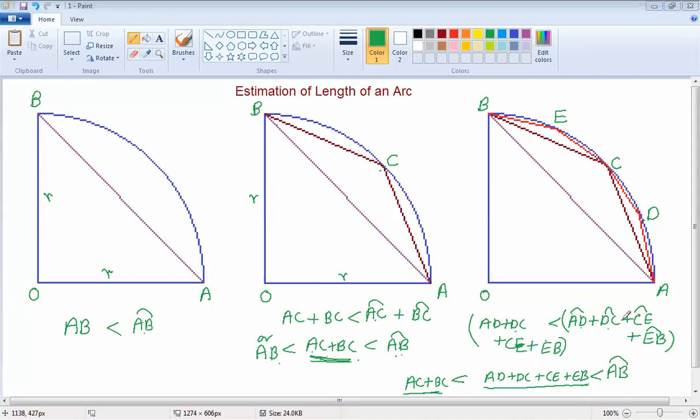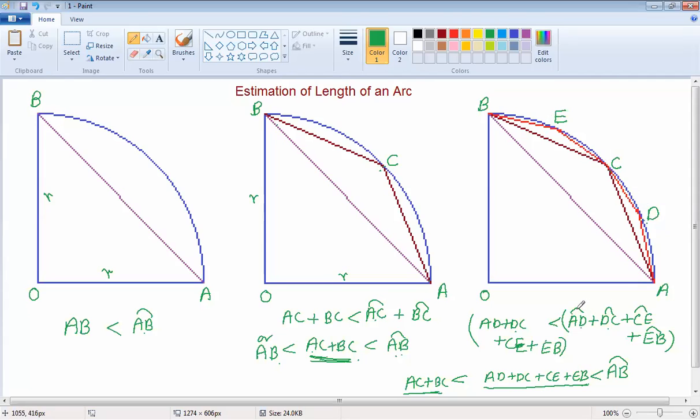Okay. In the third part, like the second part, I have taken C point again, which is the middle point of the arc AB. But further, I have taken D as the midpoint of the arc AC and E as the midpoint of arc CB. Now, arc AB has got four parts: AD, DC, CE, and EB.